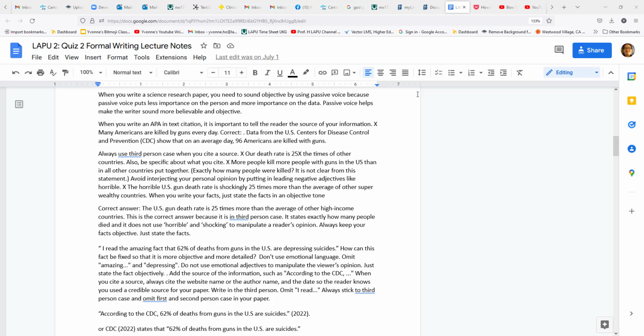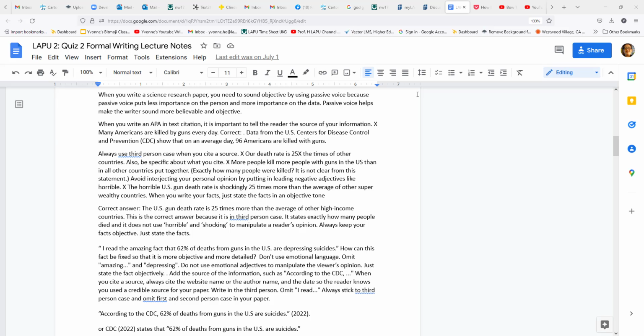And when you write an APA in-text citation, it is always important to tell the reader the source of your information. For example, many Americans are killed by guns every day. Okay, that's too vague. This is much better. Data from the U.S. Centers for Disease Control and Prevention show that on an average day, 96 Americans are killed with guns. And so you want to avoid the first one, many Americans are killed by guns, because that's too vague. And instead, you want the second one because it tells you where the information came from. It came from the U.S. Center for Disease Control and Prevention.